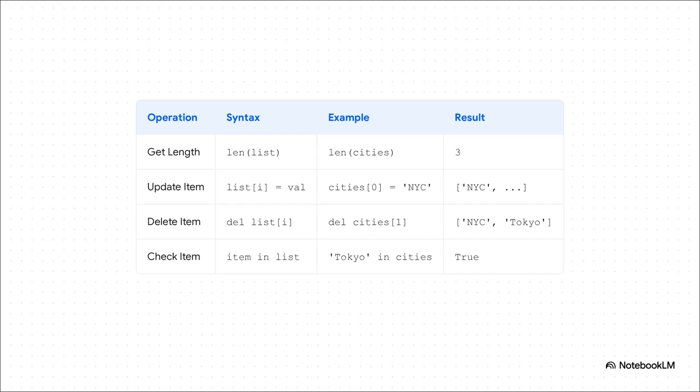You can get the length with len, you can update an item by its index, you can delete an item with del, and you can even do a quick check to see if something is in the list using the in keyword, which just gives you back a simple true or false.